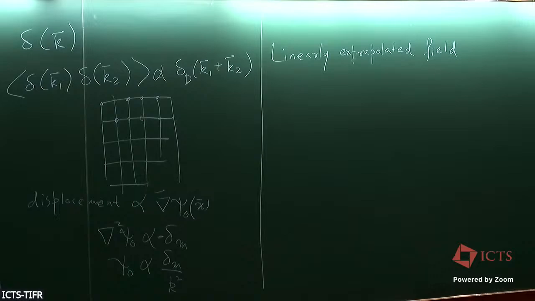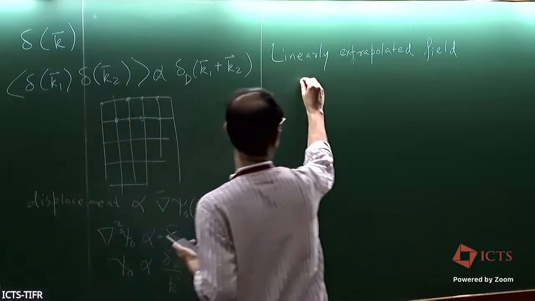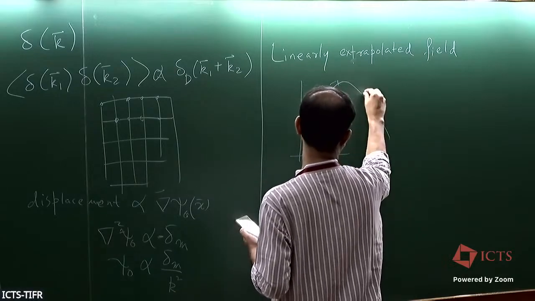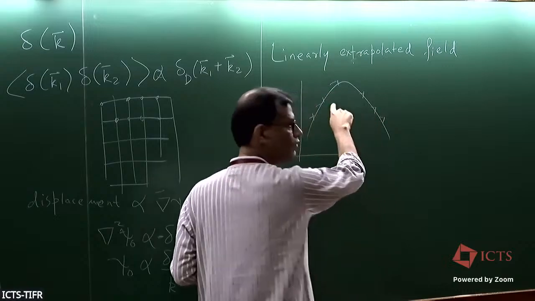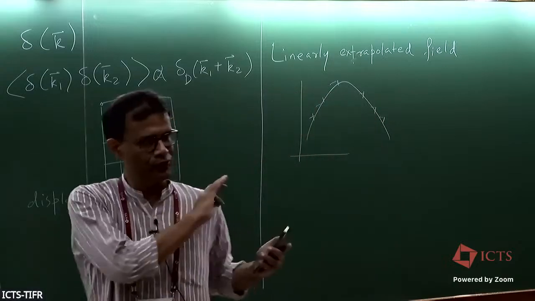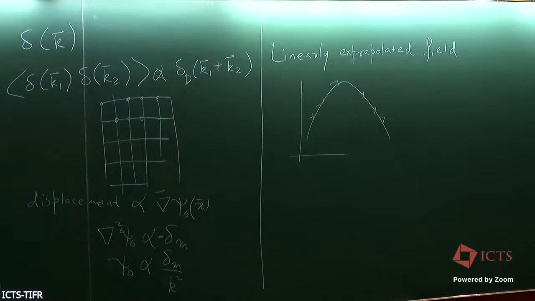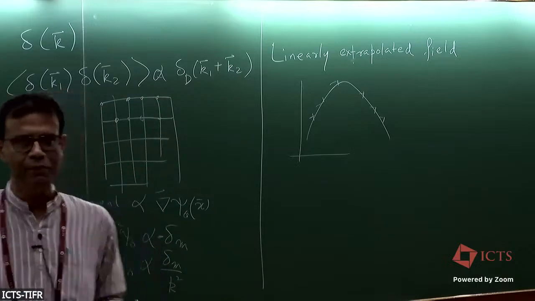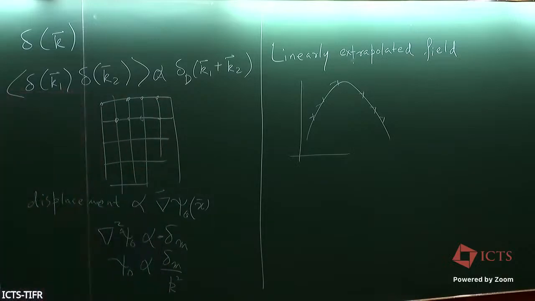I had shown you a plot of the power spectrum in a slide in the first lecture, which looked like this, with all data points put in. This was also something which was linearly extrapolated. So what was plotted was the linear power spectrum at redshift z equal to 0. Clearly at z equal to 0, not everything is linear, but what was plotted was the linearly extrapolated field, the linearly extrapolated power spectrum. Okay, so that is the idea of a linearly extrapolated field.